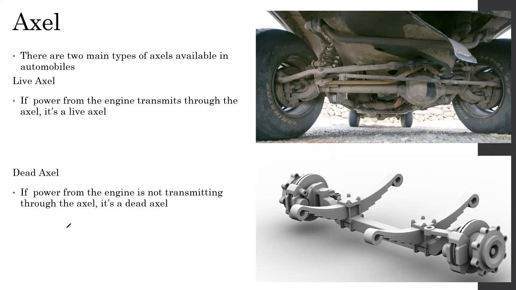Two types. One is dead axle, the other one is live axle. We usually call them dead or live based on whether the axle is actually getting the engine power. If the engine power is transmitted to that axle, then we call it a live axle. If it is not, we call it a dead axle. For example, if you take a truck or a bus, the rear wheel where the engine power is transmitted, we call it a live axle, while the front axle, since it is not getting any power, is called a dead axle.